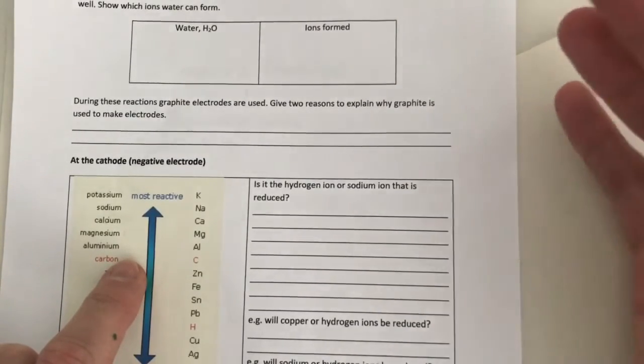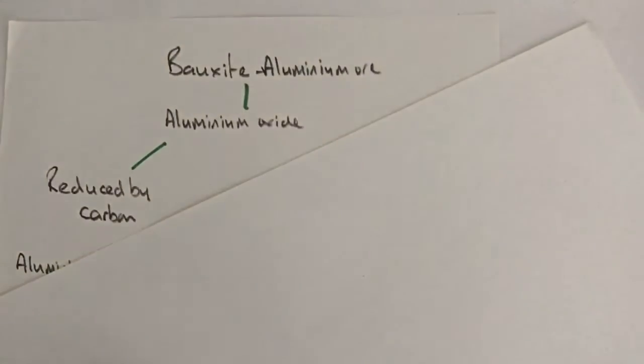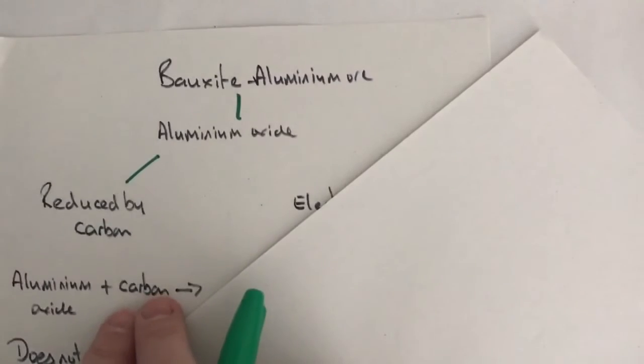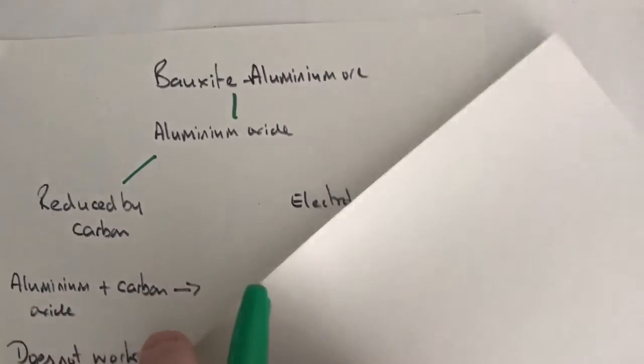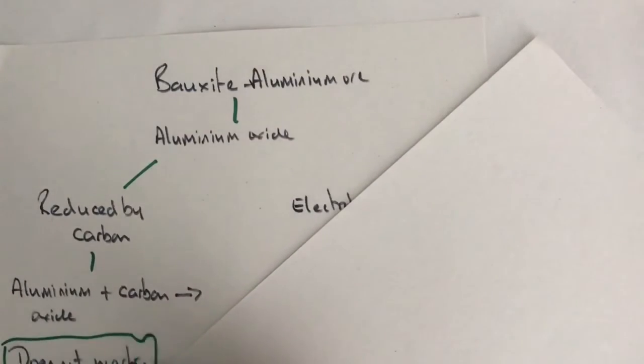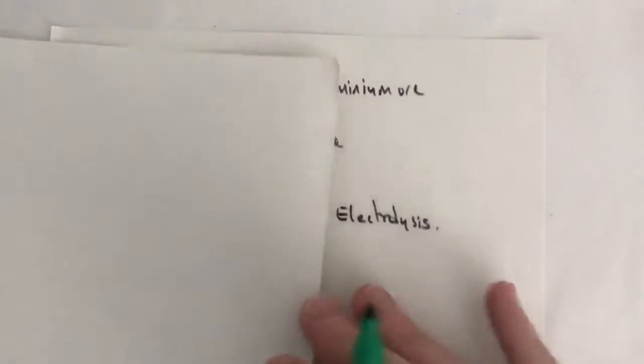So how does this work? What goes on here? Let's just remind ourselves of that step: carbon is not reactive enough to displace aluminium, therefore this process just doesn't work. So going down this route is not possible for us. So how do we do this? What we have to do is go down a different route, which involves electrolysis.